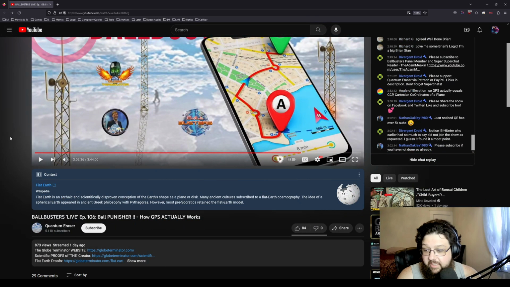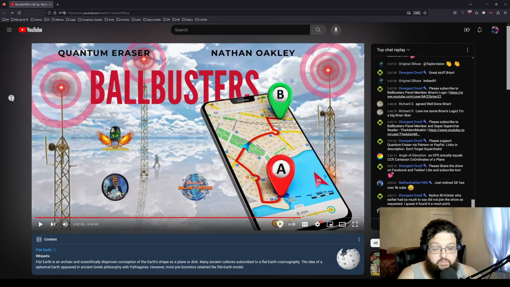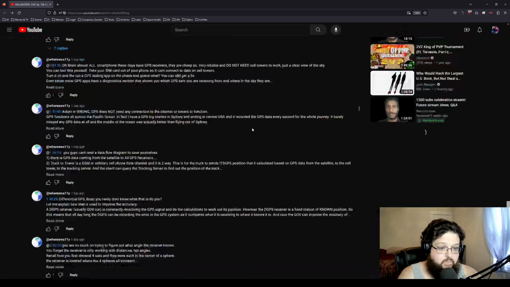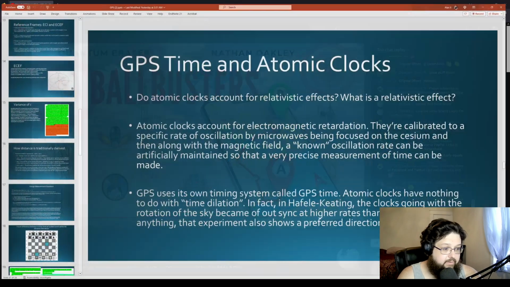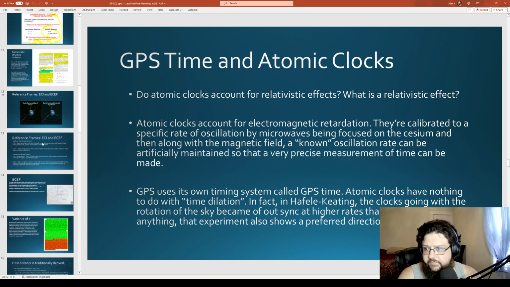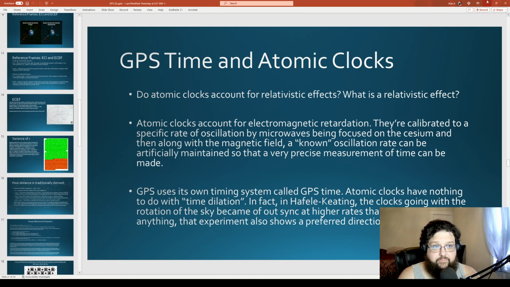So while I was listening to your presentation, I realized that a large majority of your presentation can be undermined by the fact that GPS is a time interval system that uses a range measurement equation and a preferred reference frame.